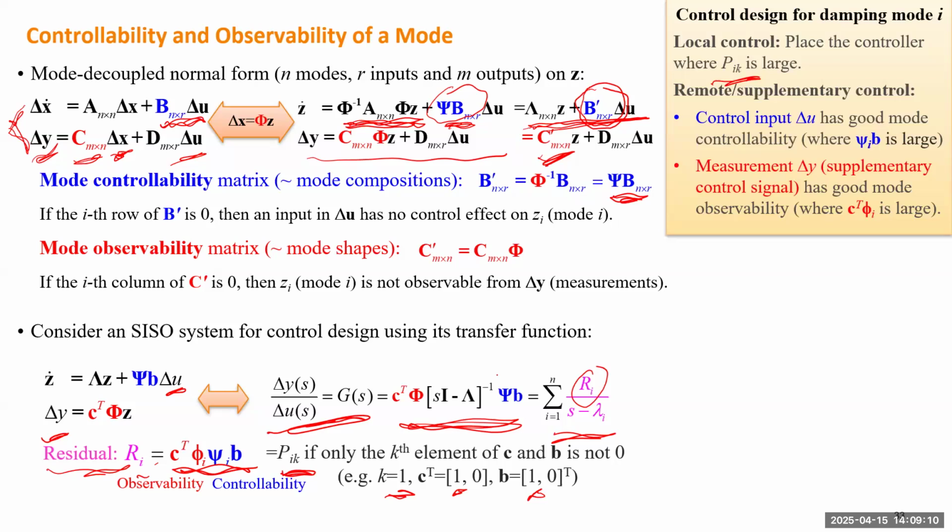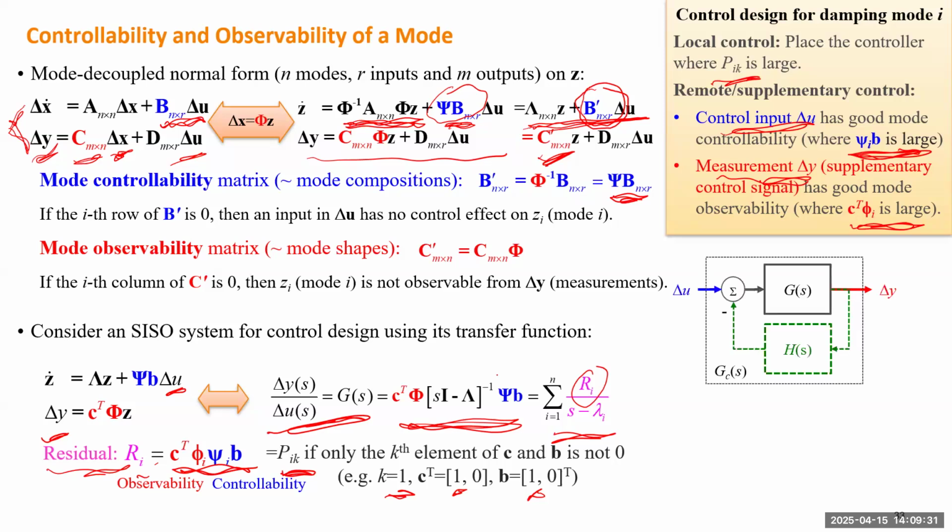If I can do remote control, which means I collect measurement data at one location and add the control signal at another location, then when I place a controller, I need to make the controllability large. When I place a sensor, I need to make the observability large. I need to select B and C so that both are large.